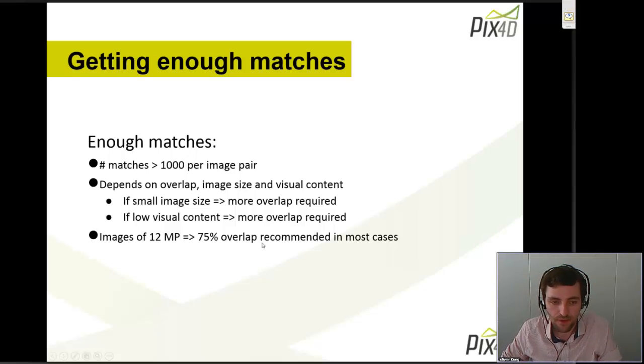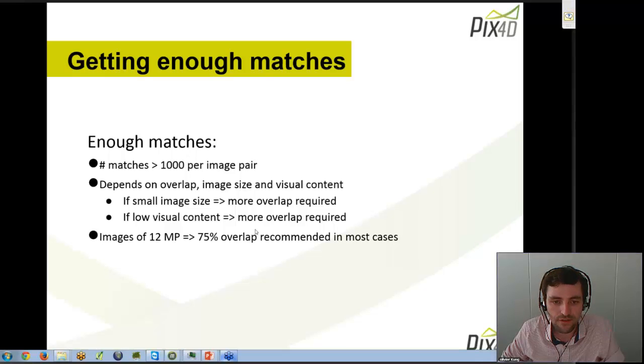And as just stated before, empirically what we've seen is that with images of 12 megapixel, we would recommend to have something in the range of 75% overlap. But I'm going to talk about this right now.